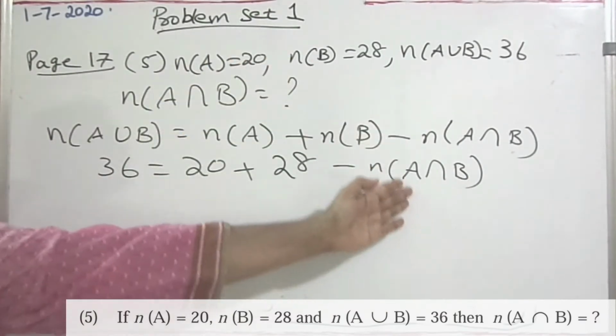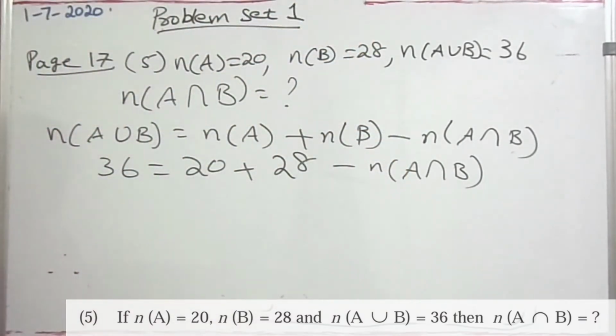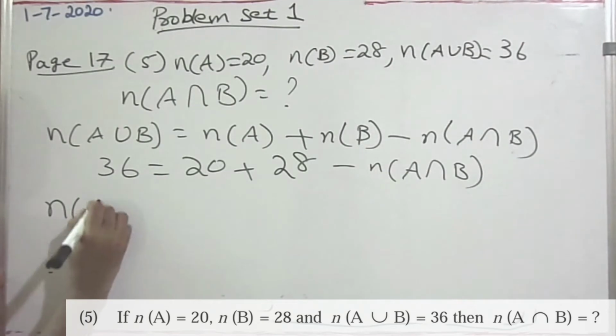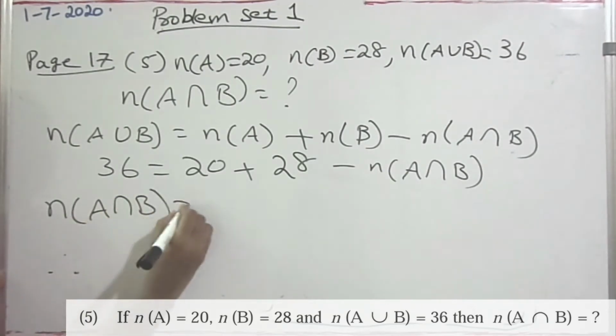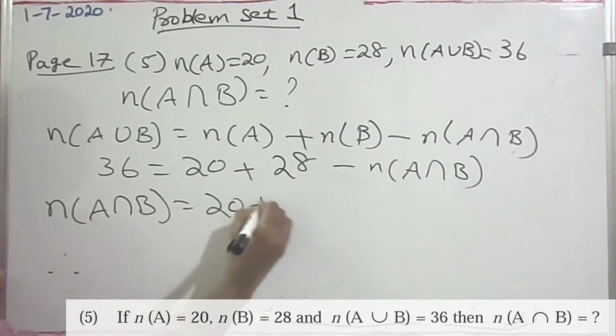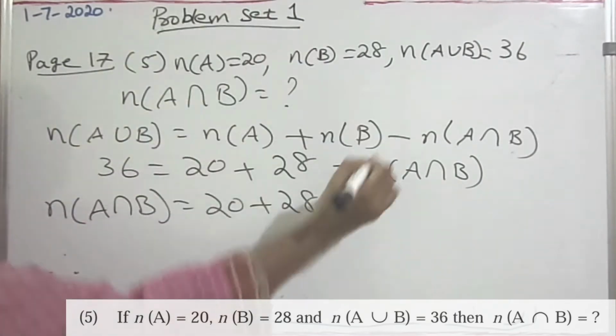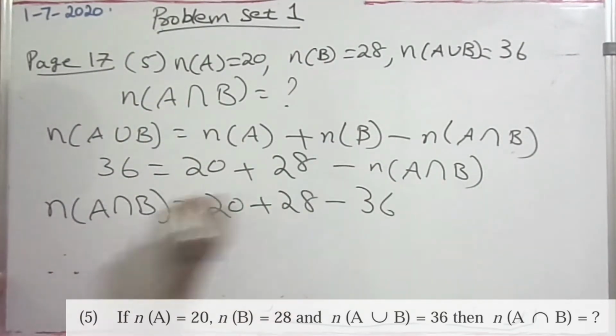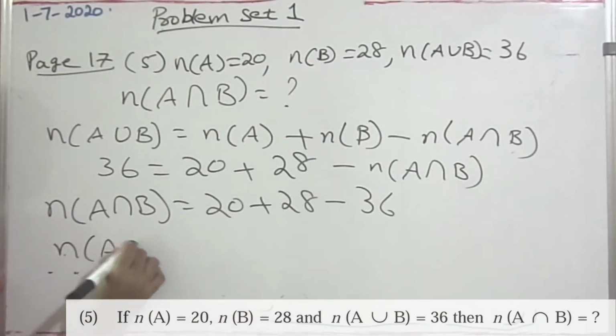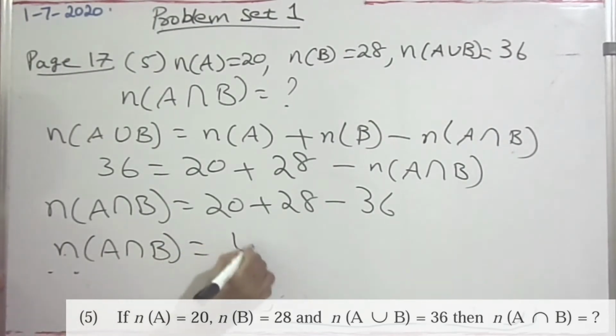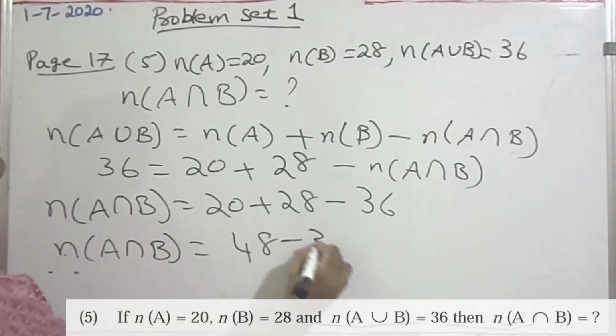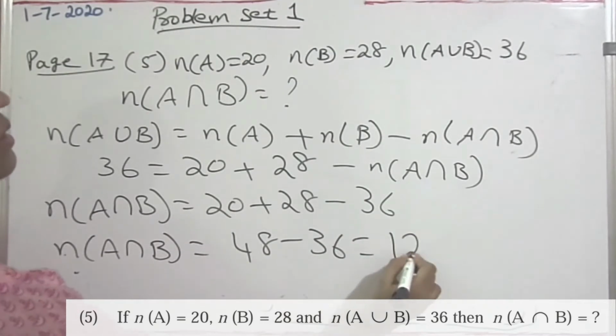Let us bring minus number of elements A intersection B over this side. So it becomes plus. And whatever is there, those numbers write down, 20 plus 28, and 36 that side becomes minus 36. So number of elements in A intersection B will be 48 minus 36. How much is that? 12.